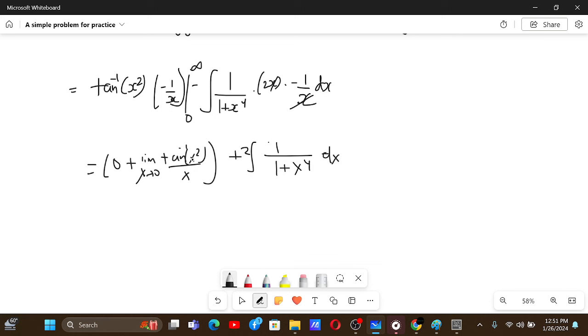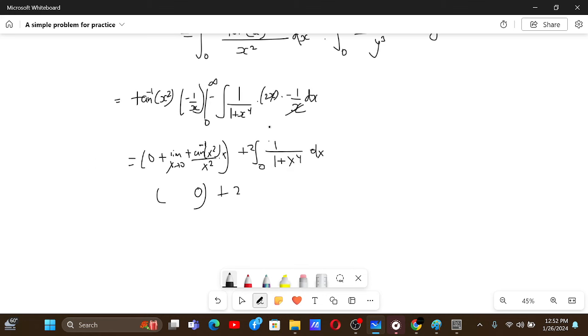Now over here, we can write it like x square and then also x over here. Now for the limit as x square tends to 0, tan inverse x square by x will just be 1, and 1 times 0 is just 0, and plus we have 2 times. Now if we let x to the power 4 be just x, we will be able to solve this using the beta gamma function, and this is from 0 to infinity.